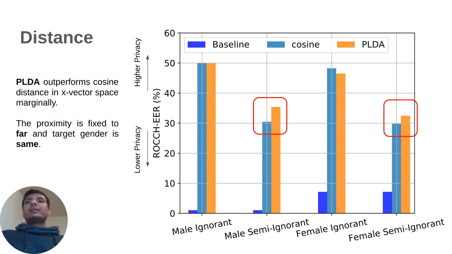And if you look at the orange bar, which indicates PLDA, you may notice that it performs much better than the cosine measure in terms of the distance metric in X vector space. And for this experiment, we fixed the proximity to far and gender selection to the same gender as the source.